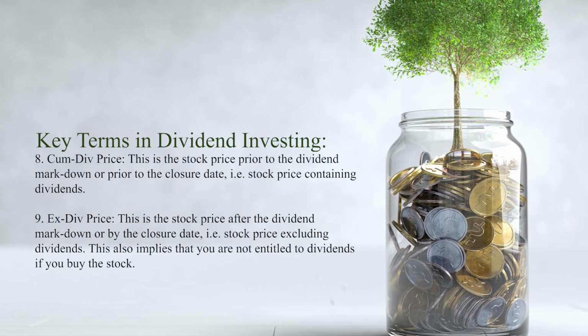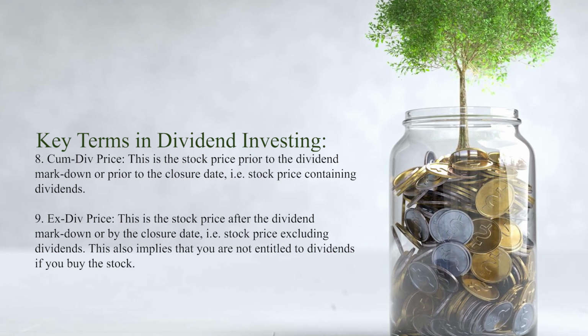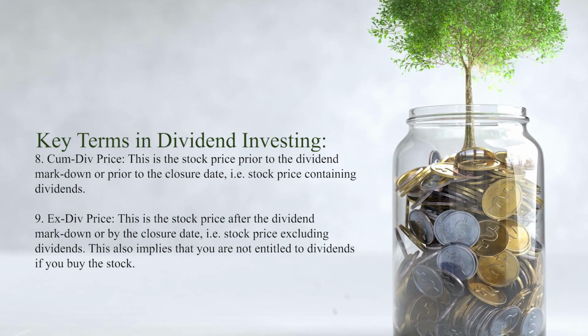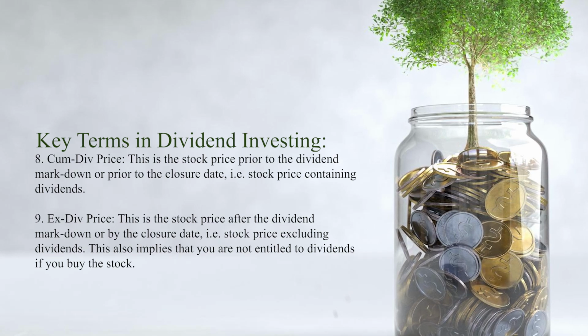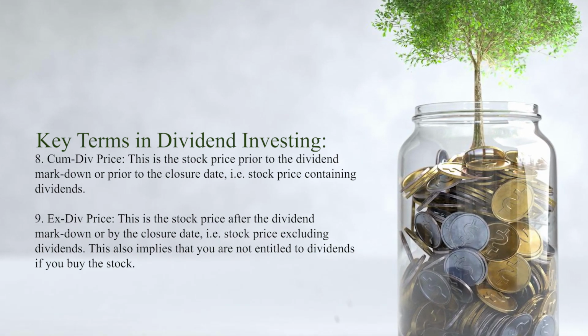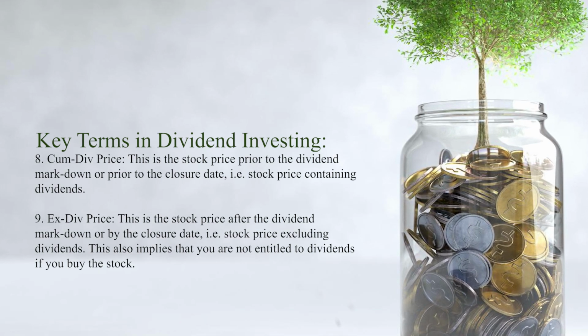8. Cum div price. This is the stock price prior to the dividend markdown or prior to the closure date, that is, stock price containing dividends. 9. Ex-div price. This is the stock price after the dividend markdown or the closure date, that is, stock price excluding dividends. This also implies that you are not entitled to dividends if you buy the stock.